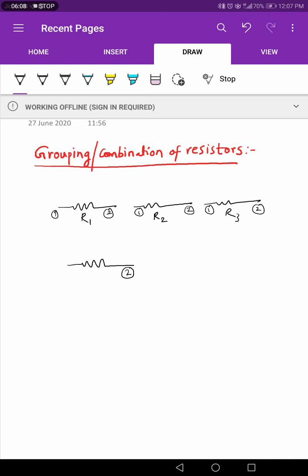So if I am joining these resistors, the second end of the first resistor is connected to the first end of the second resistor. In the same way, the second end of the second resistor is connected to the first end of the third resistor. Like that, if you are continuously joining the resistors, this combination is known as series combination. So in series we can simply say it is a 2 to 1, 2 to 1 connection.